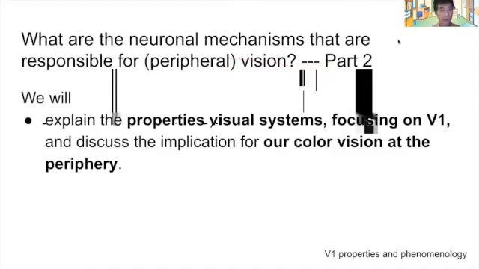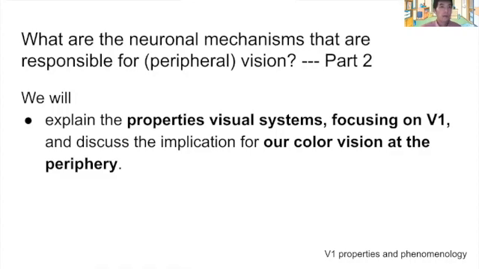So the next part talks about part 2 of this. What are the neuronal mechanisms that are responsible for peripheral vision? And now this is going to talk about more focusing on the properties in V1.